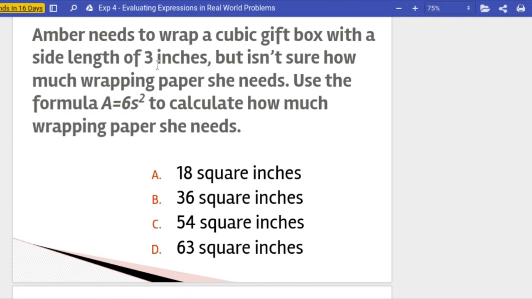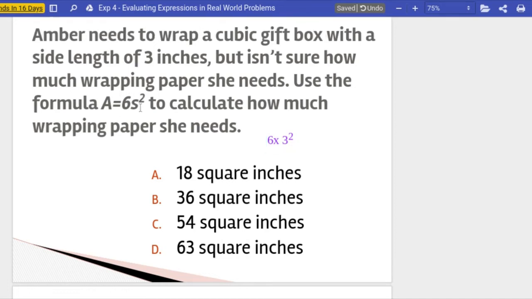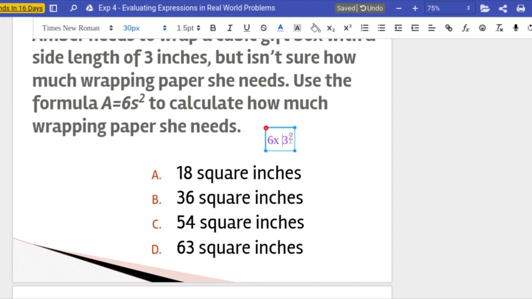So we just need to substitute the value of S, which it tells me is 3. So I have 6 times 3 squared. Now you do need to be careful on this one that you make sure you only square the 3. I don't want to do 6 times S first. I do exponents first, and the exponent is only on the 3. If I wanted to multiply it first, I would have to put parentheses around the 6S and then square it. So make sure that you're only squaring that 3.